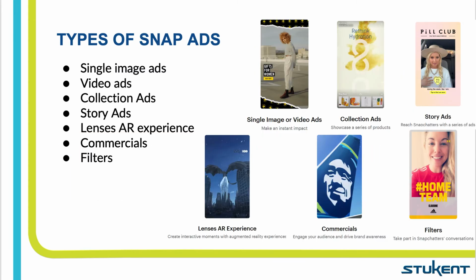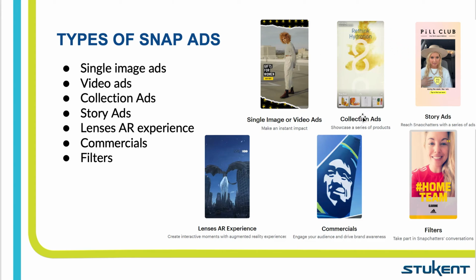All right. Types of Snap ads: single image ads, video ads, collection ads. I feel like Bubba in Forrest Gump. Story ads, lenses, AR experience, commercials, and filters. So you can do a commercial for your airline. You can have a filter that says, hey, we're on the home team, come buy Adidas. Story ads where you're telling a story about whatever pill club is.